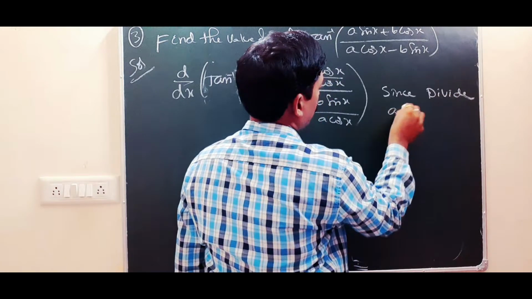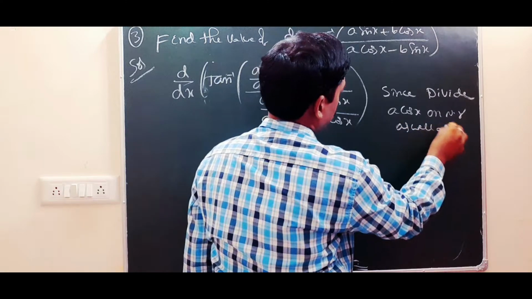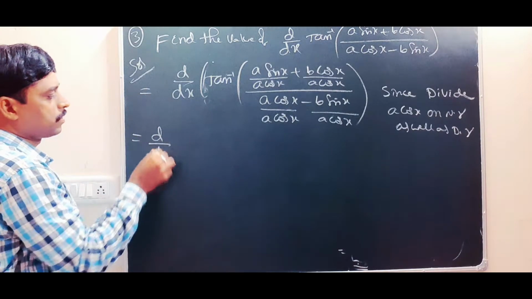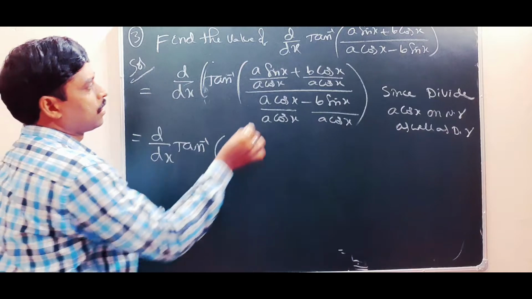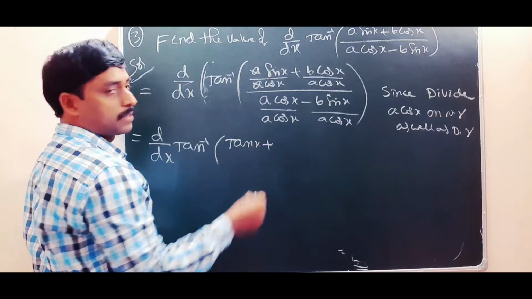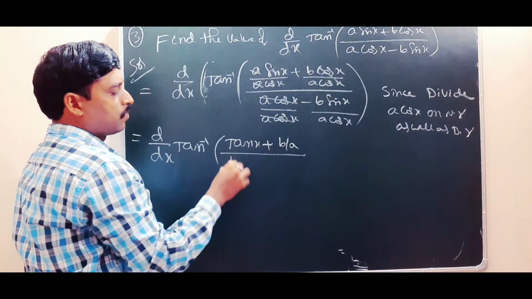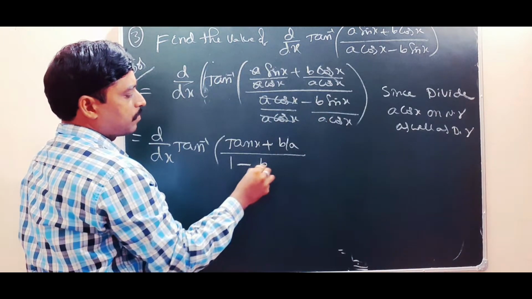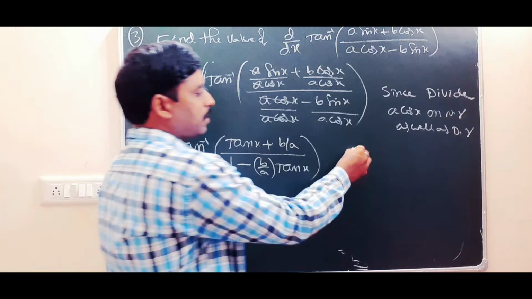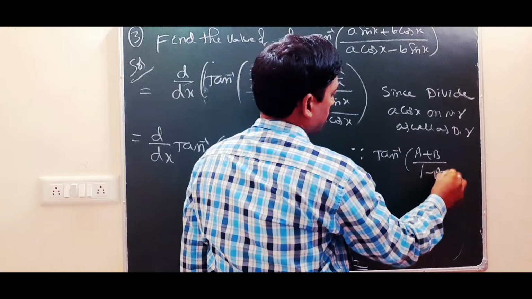Divide cos x on the numerator as well as the denominator. It is going to be d by dx of tan inverse of, in this, a gets cancelled, sin x by cos x we get tan x, plus cos x gets cancelled, plus b by a, cos x gets cancelled, 1 minus b by a times tan x, sin x by cos x. Okay, so we have tan inverse of (a plus b) by (1 minus ab).